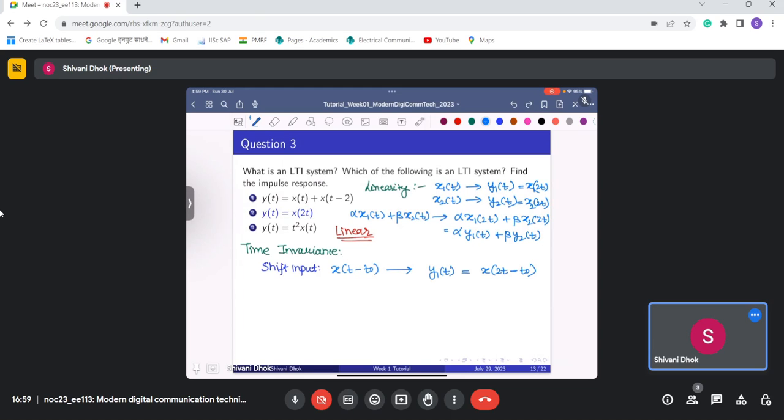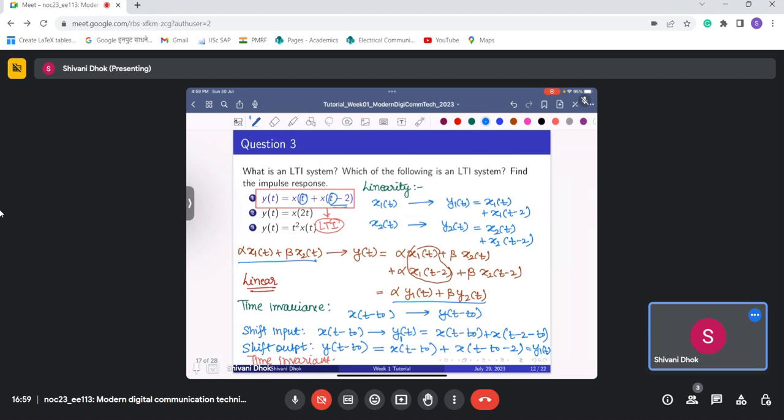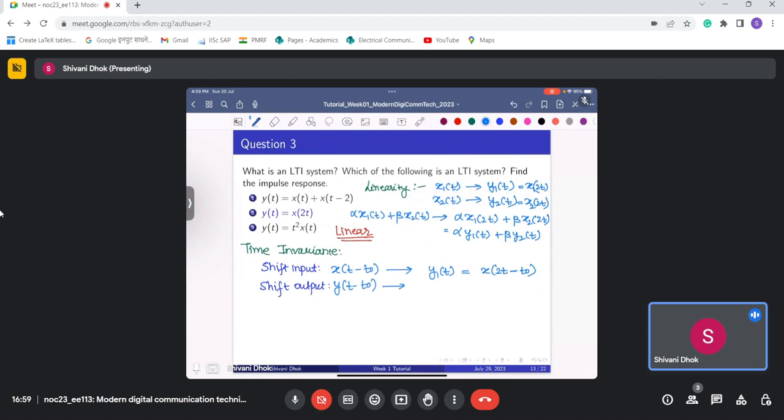and then shift it. However, when I am doing shift of output, that is y of t minus t naught, this means that I need to replace this t by t minus t naught. So what we have is y2(t) is equal to x of 2 times t minus t naught. That is x of 2t minus 2t naught, which is not equal to y1(t), which means that this system is time varying.